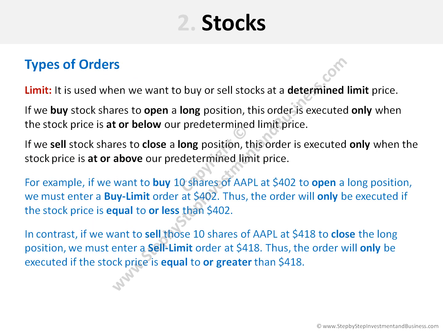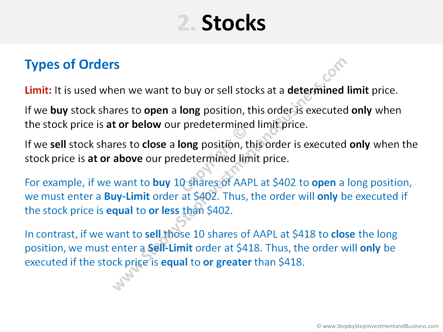Now, let's see in detail how each of the mentioned orders works. The first one, the limit order, is used when we want to buy or sell stocks at a determined limit price. If we buy stock shares to open a long position, this order is executed only when the stock price is at or below our predetermined limit price. In the same way, if we sell stock shares to close a long position, this order is executed only when the stock price is at or above our predetermined limit price.